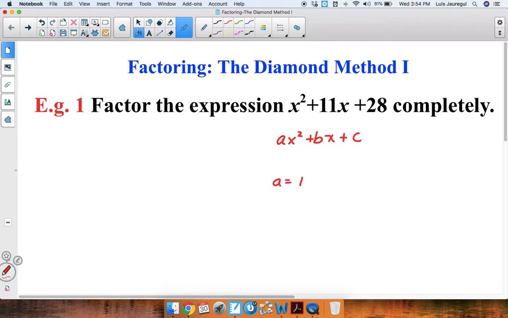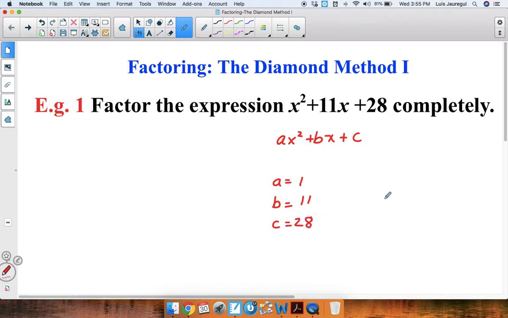A is equal to 1 because there's an implicit 1 here as the coefficient of your x squared. B is equal to your 11, positive 11, because that's the coefficient of the linear term. And C, or your constant term, is 28.